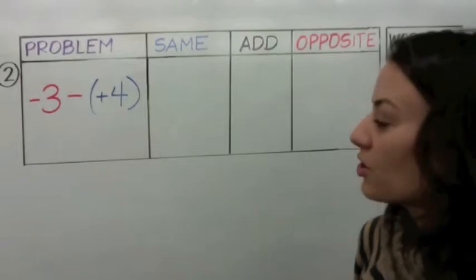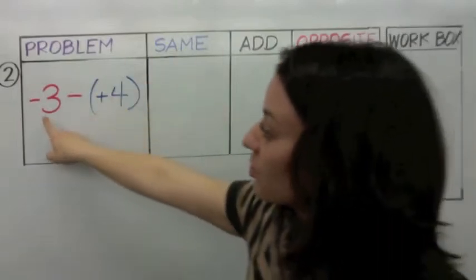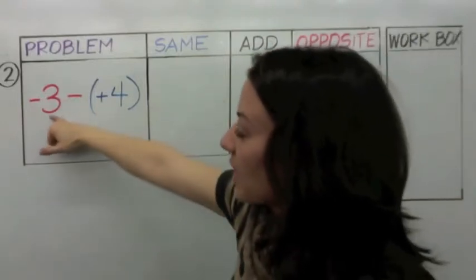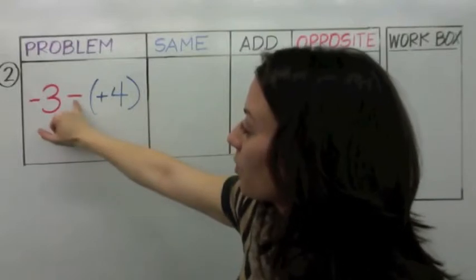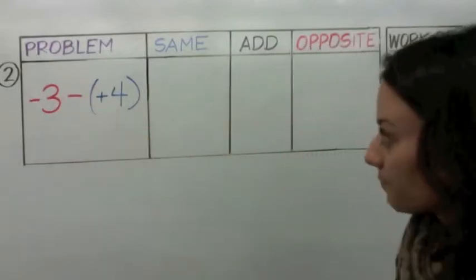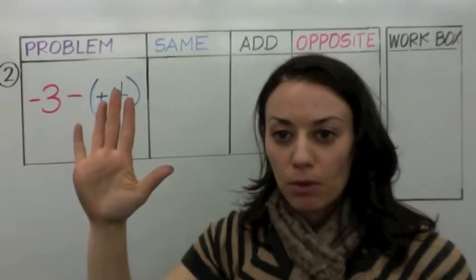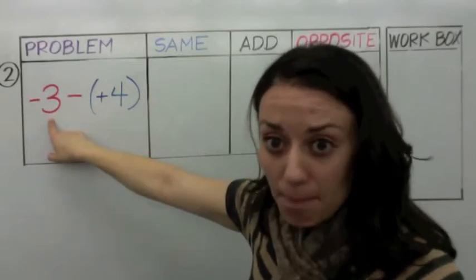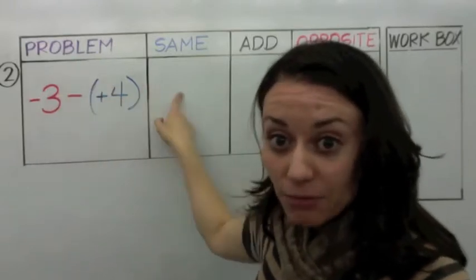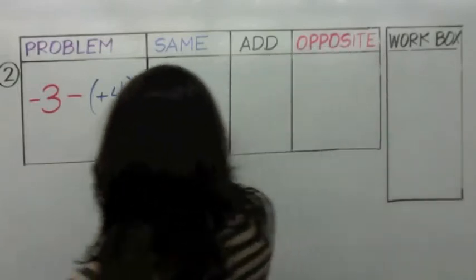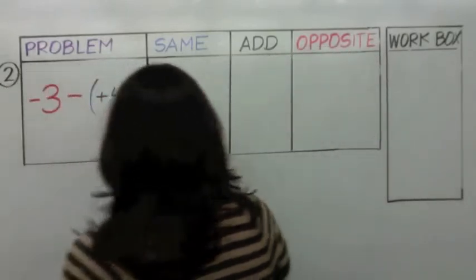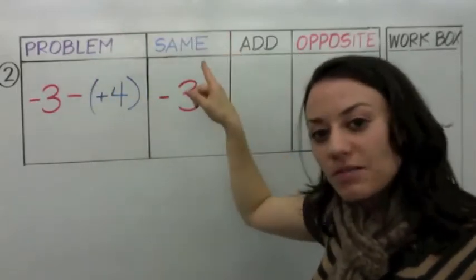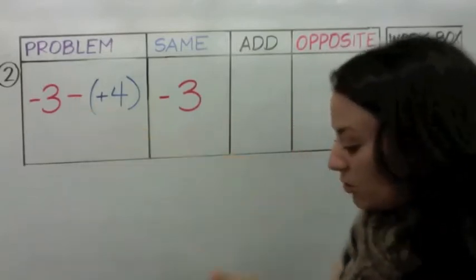Let's read number 2 together. Look at the first integer. It says negative 3 minus a positive 4. So the first integer is negative 3, and you're subtracting a positive 4. We say same. The same integer as negative 3? You just write negative 3 right here. Negative 3 is the same as negative 3. They match. Then you change the subtraction to the opposite of subtraction, which is addition. So you change this into an addition sign.